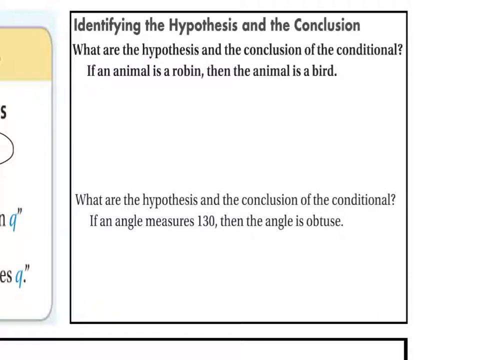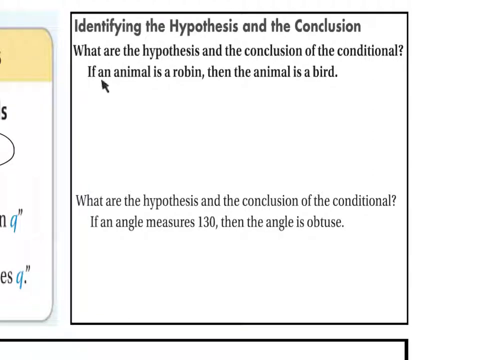As I look at these examples, if an animal is a robin, then the animal is a bird. I want to identify the hypothesis and the conclusion. A lot of times I will circle one and underline the other. For right now, I'm going to circle the hypothesis and underline the conclusion. Remember, the hypothesis is the part that follows the word if, so the hypothesis here is that the animal is a robin. The conclusion is the part that follows the word then, so the conclusion is that the animal is a bird.